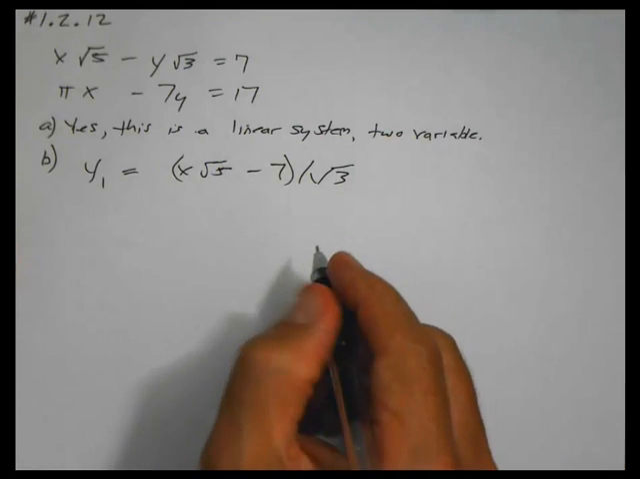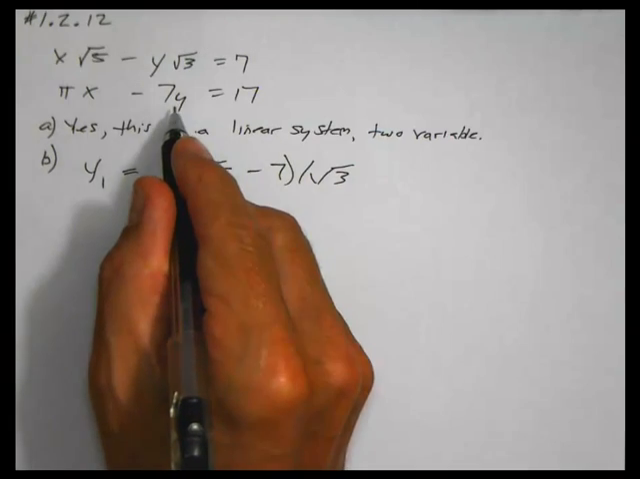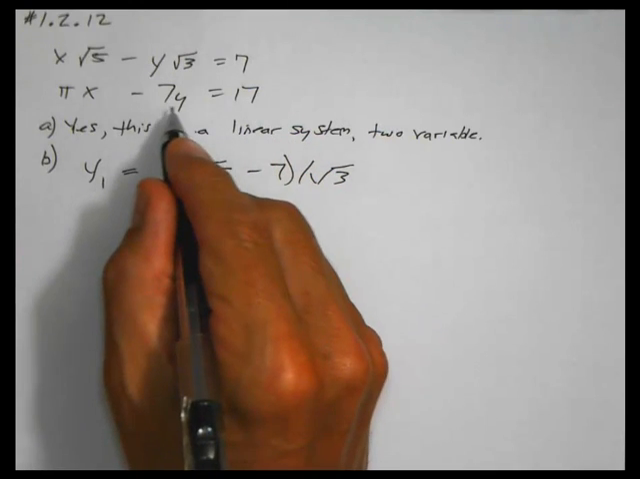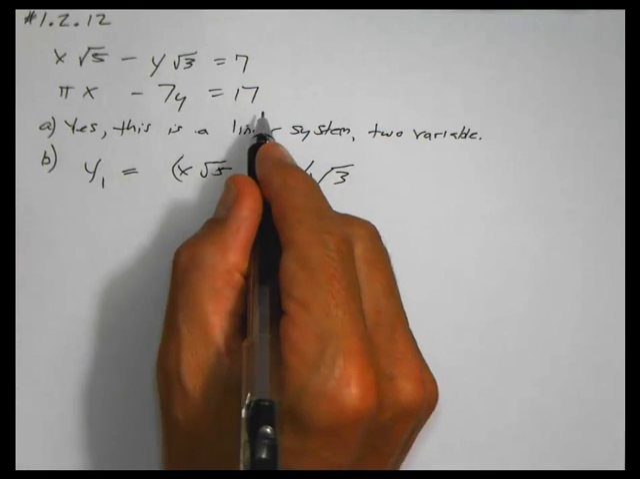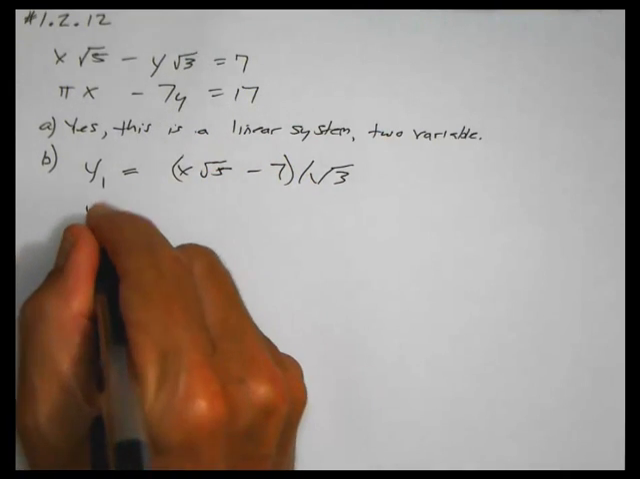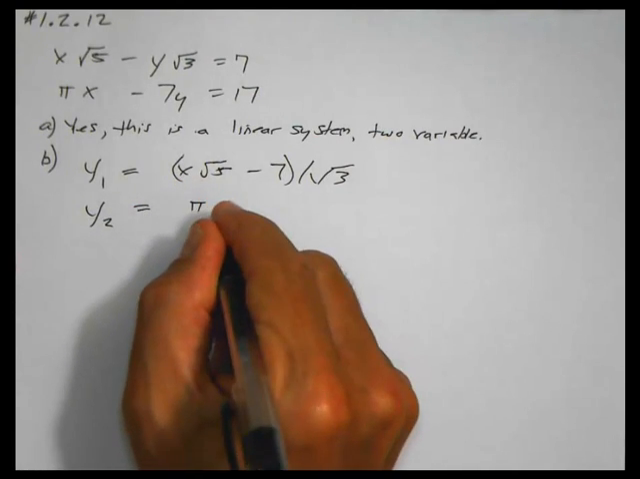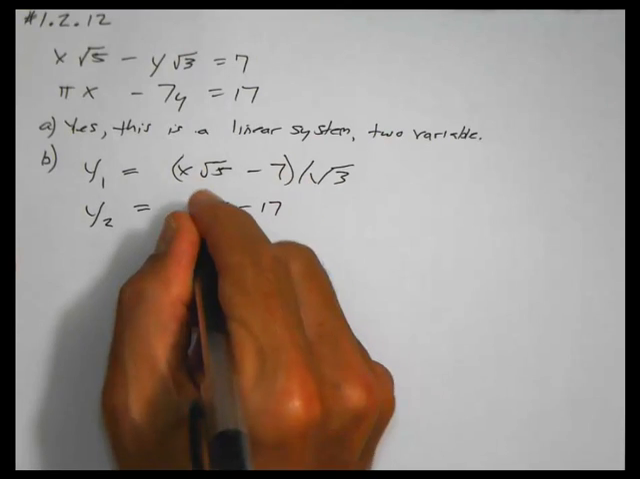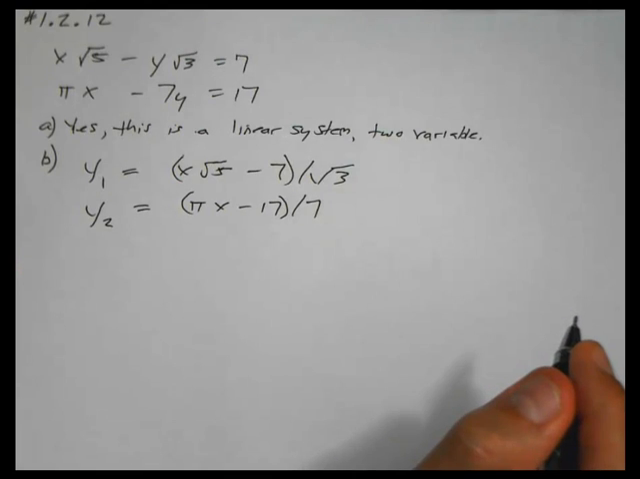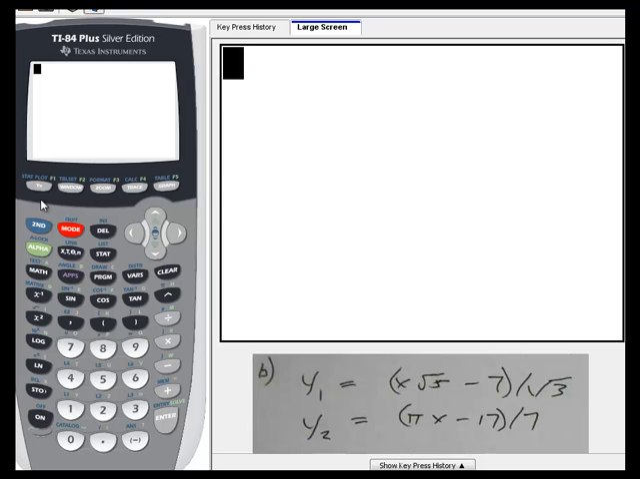Okay, let's take the second equation. To solve for y here, we could subtract pi x from both sides, then multiply both sides by negative 1, and then divide both sides by 7. We could have y sub 2 equaling pi x minus 17 divided by 7. Okay, looks like we're ready to go to the calculator. Okay, let's go to the y equals edit screen.